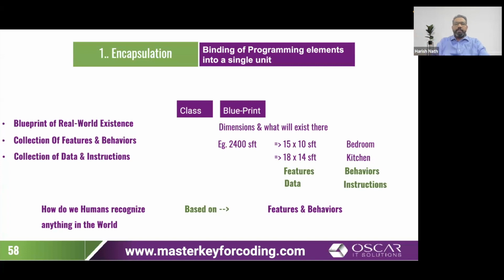Now, when I take the same plus button on my television remote and press that, it might add to the volume or it might change the channel. Similarly, minus might reduce the volume or change the channel. So even though the colors are the same and the text seen on them is the same, the behaviors are not the same. So human beings recognize anything in this world based on features and behaviors. Hence, we call that a blueprint.